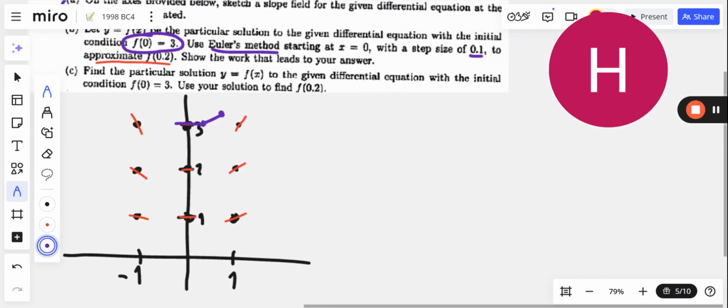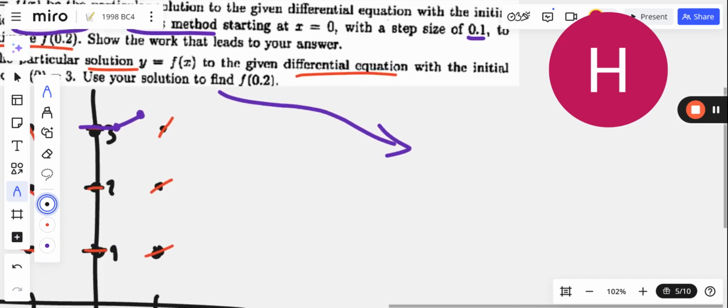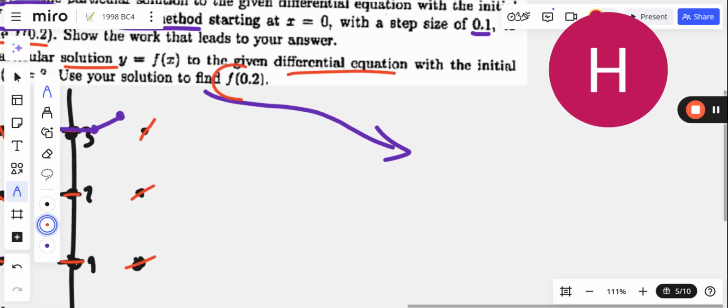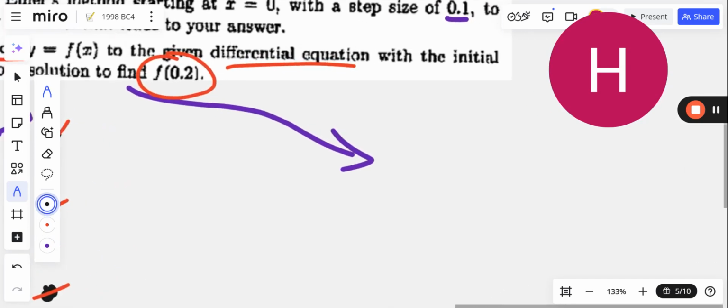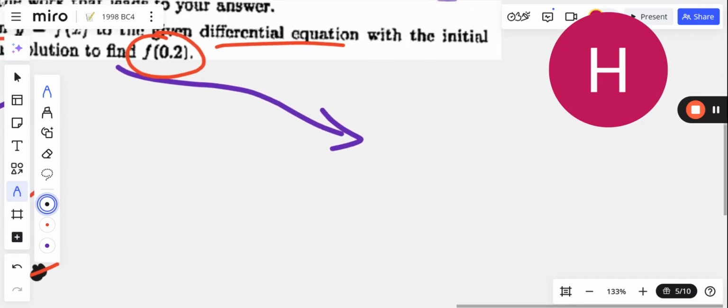Part C, speaking of that, part C has us solve the differential equation. Find the particular solution is the same as telling us to solve. Find the solution means to solve it, right? Find the solution to the differential equation with that initial condition f(0) equals 3, and then use your solution to find the true value f of 0.2. So let's separate this equation first. Let's separate the differential equation.